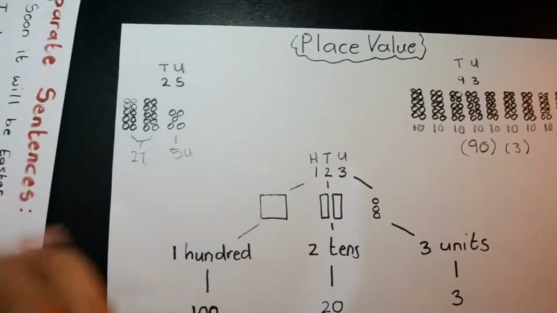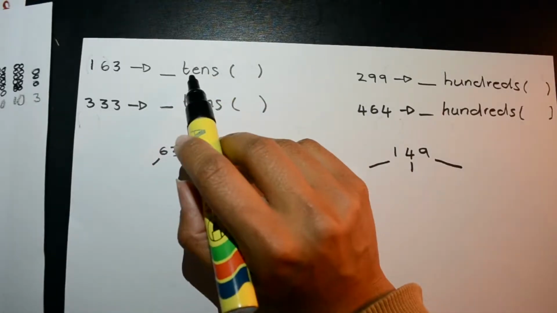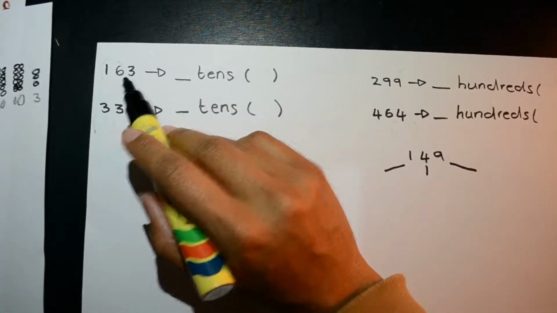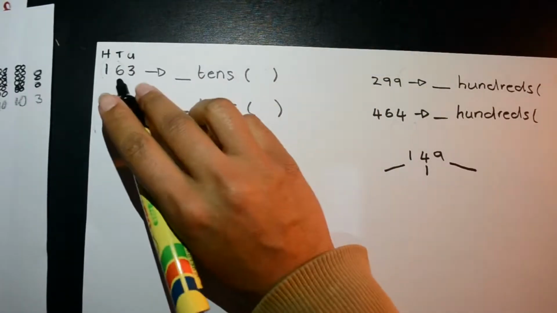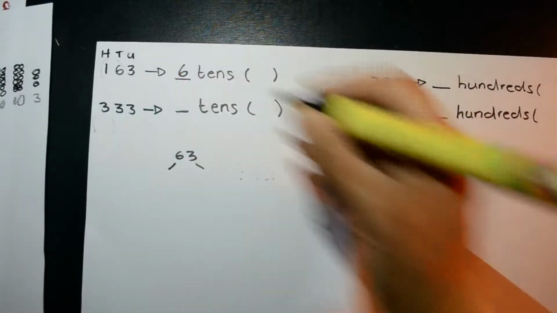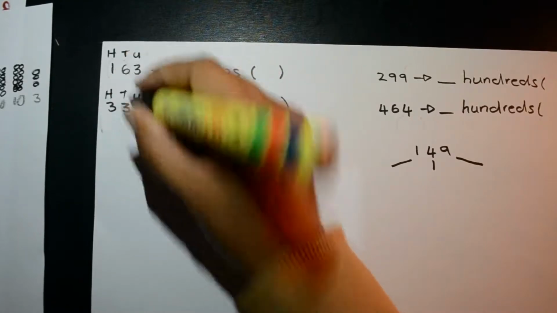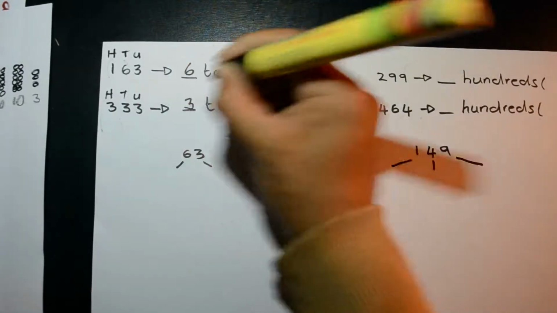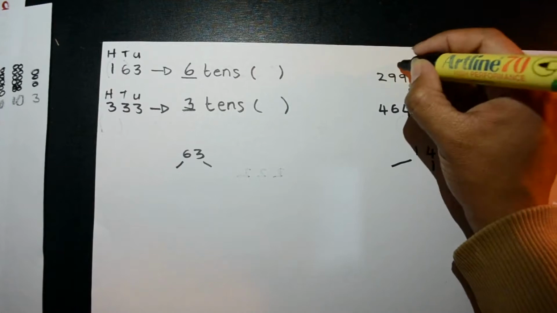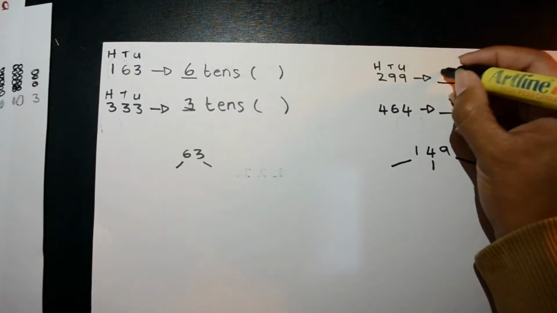Now I want us to quickly do this exercise, and then you're going to do some work for me as well. On this side I ask you how many tens are there. Remember, this one is units, then it's tens, then it's hundreds. So how many tens are there? There's 6 tens. On this side, units, tens, hundreds. How many tens are on this side? There's 3 tens. On this side, how many hundreds are there? This is units, this is tens, and this is the hundreds. So on this side there's 2 hundreds.